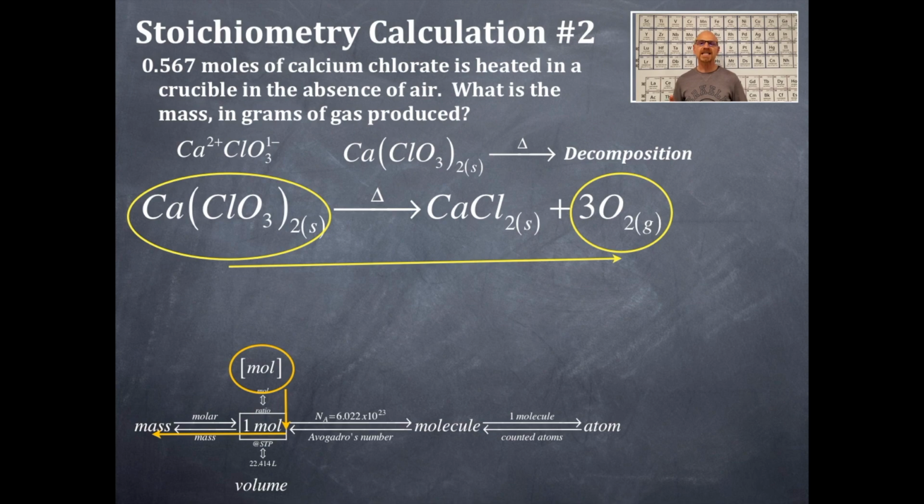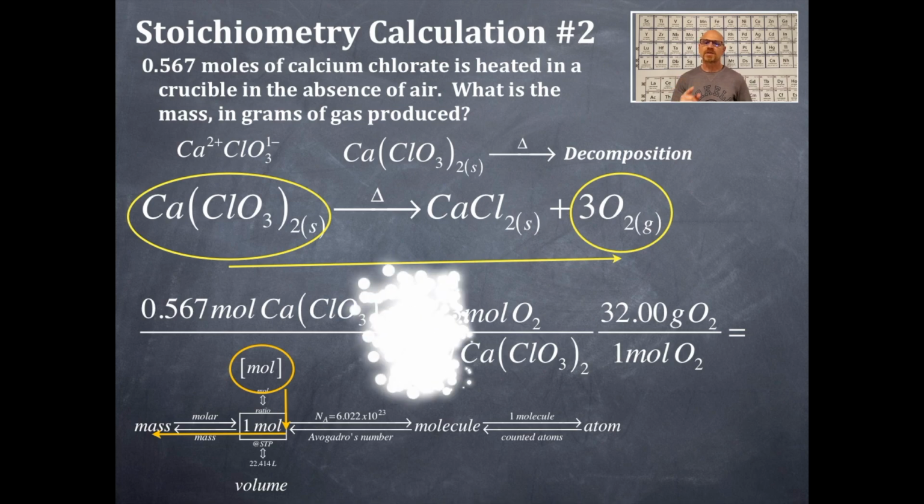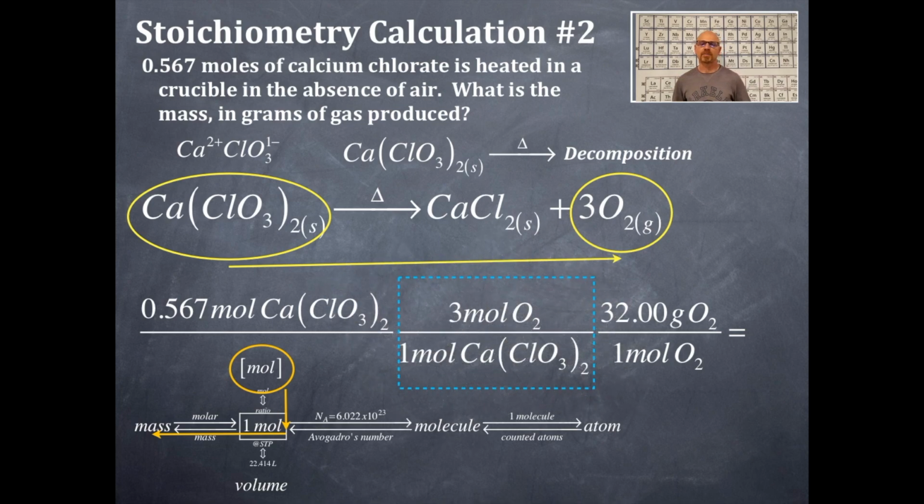Then in the second stoichiometric term, you're going to have moles of oxygen in the denominator, and then you want grams of oxygen in the numerator, and that would be the molar mass of O2. So pause the video if you didn't do it, and then do it, and then restart the video again. So here we go. Okay, this right here in my blue rectangular box is my mole ratio. Those are the stoichiometric coefficients from the balanced equation. That's a 1 in front of the calcium chlorate and a 3 in front of the oxygen.